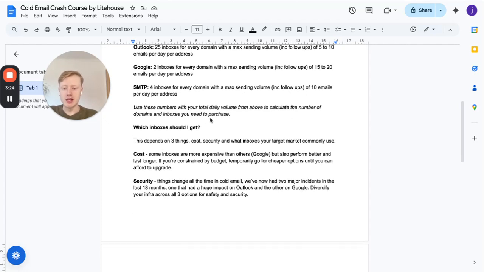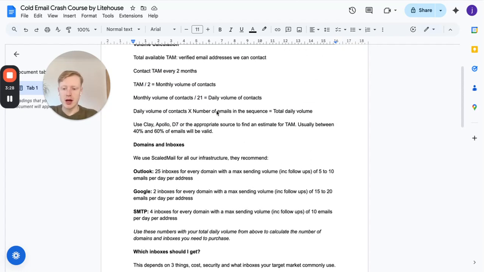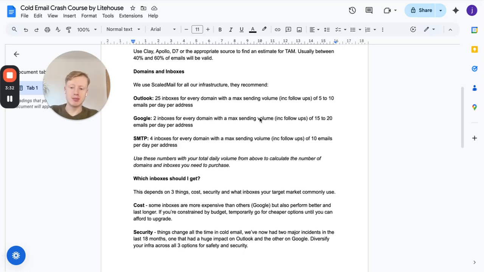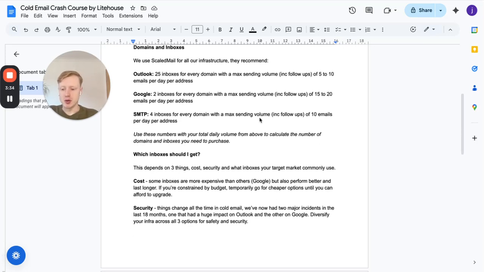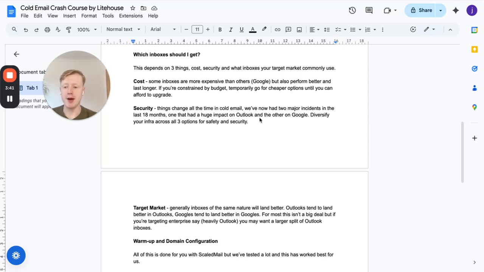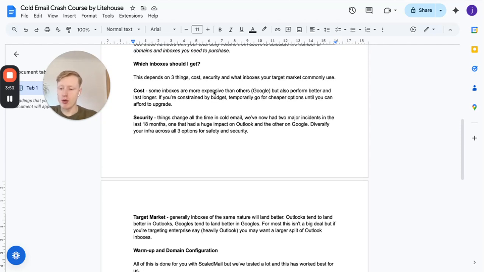You want to use these numbers with your total daily volume that we got above to work out how many domains and emails you need to buy. You can run those numbers and reverse engineer it. In terms of which inboxes you should get, it really depends on 3 core things. One is cost, one is security, and the other is which inboxes are most commonly used by your target market. Cost-wise, obviously some inboxes are more expensive than others.